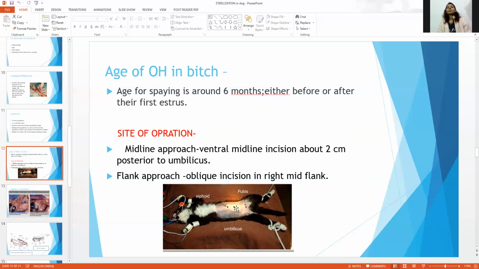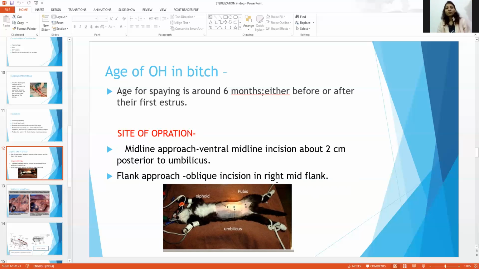Right lateral recumbency is also recommended, and this side is very easy and you can perform it very easily. But the complication of this side is, if wound dehiscence is there, then what will happen? The whole organ will come out through this.